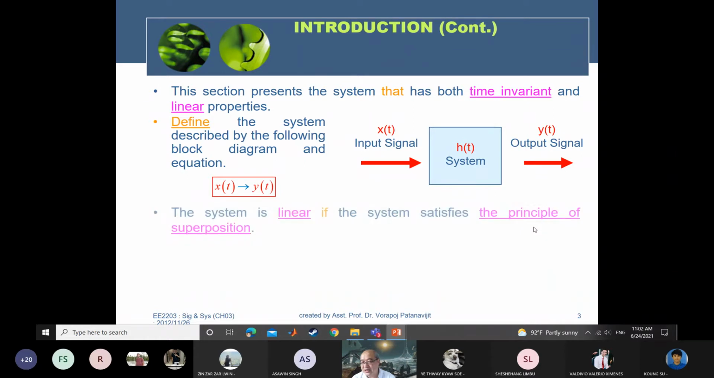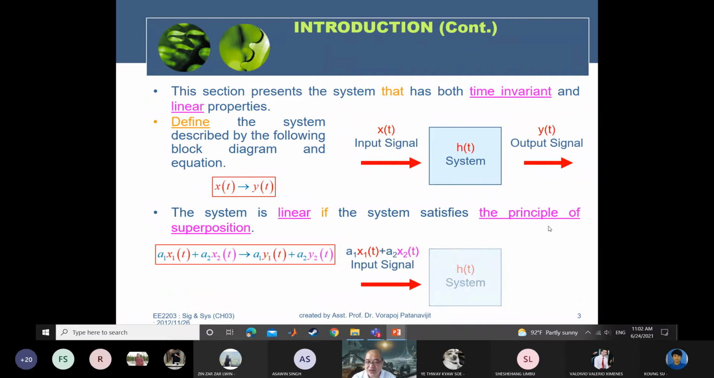Next, if the system is linear, it means the system satisfies the principle of superposition. It means if you feed x1, it gives you y1. If you feed x2, it gives you y2. If you feed x1 plus x2 at the same time, the output will be equal to y1 plus y2.